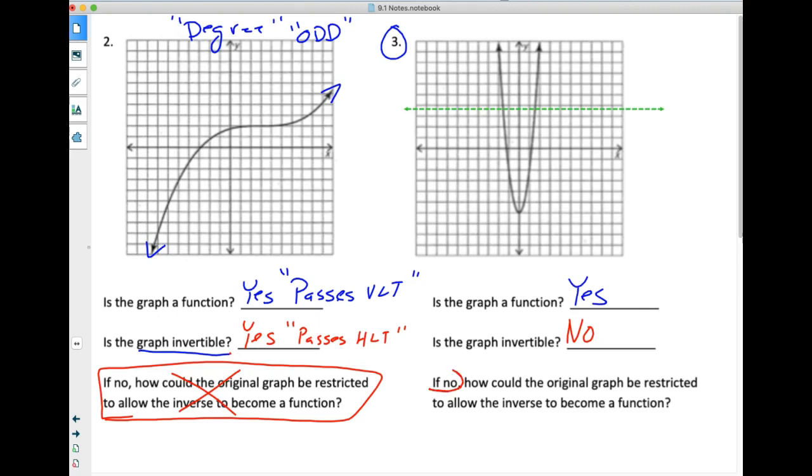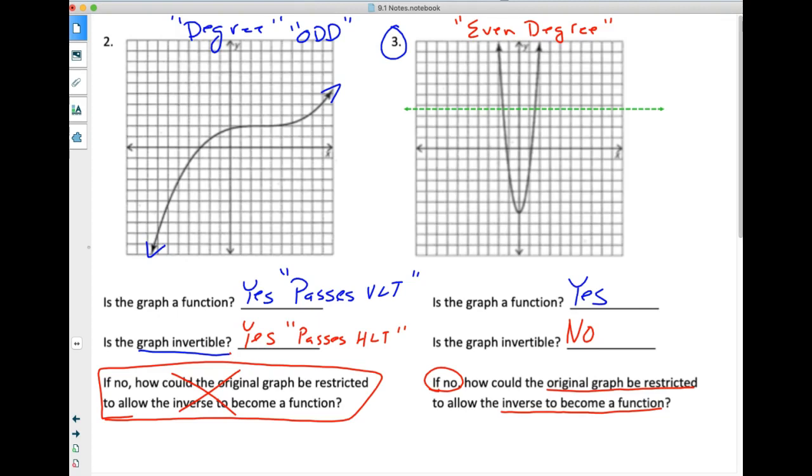So because the answer is no, how could the original graph be restricted? Where could we cut that graph in half so that the inverse will be a function? Notice also this is an even degree function. And all even degree functions, somehow, some way, have symmetry across the y-axis.